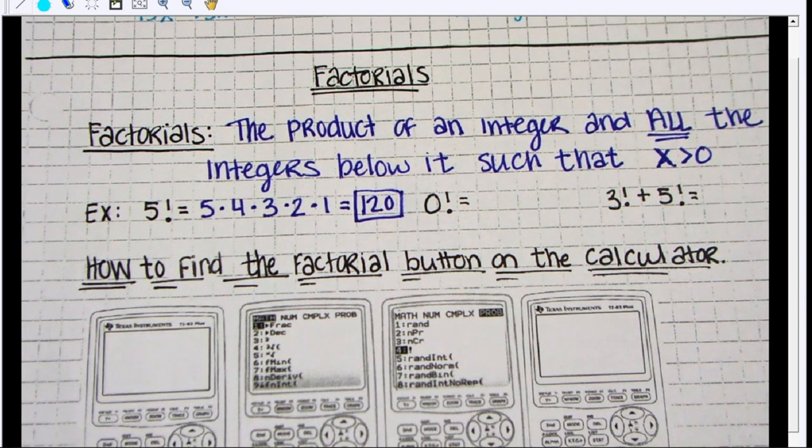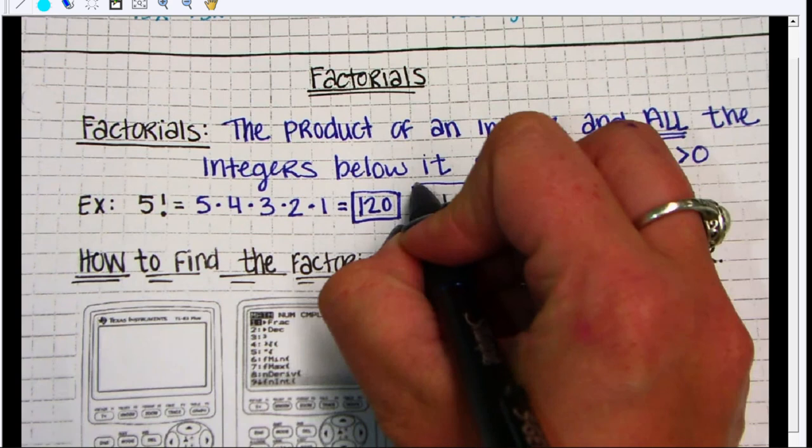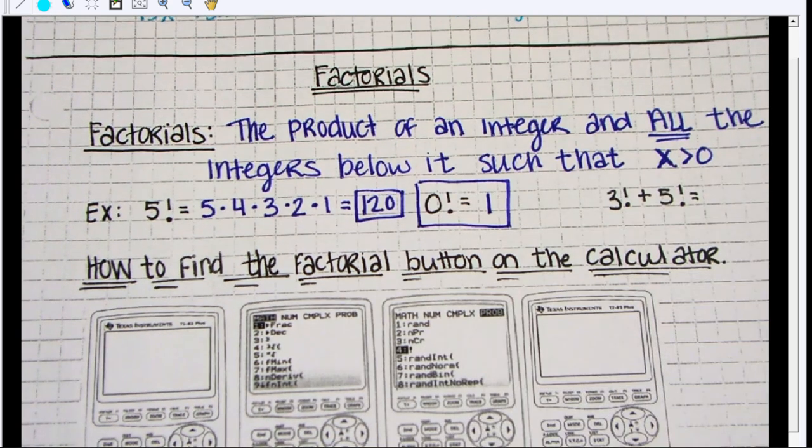All right, what's 0 factorial? 1. This is one that you're going to forget. You're going to be like, oh, it's 0. It's 1. 0 factorial is 1.